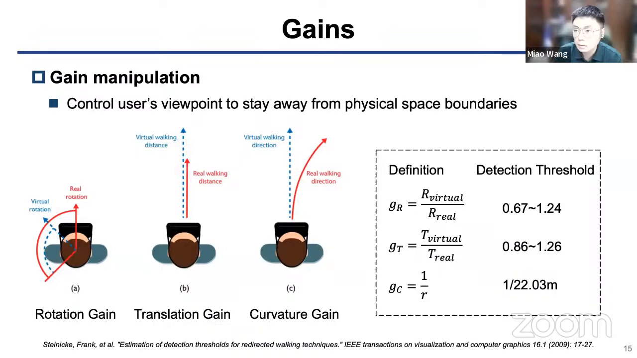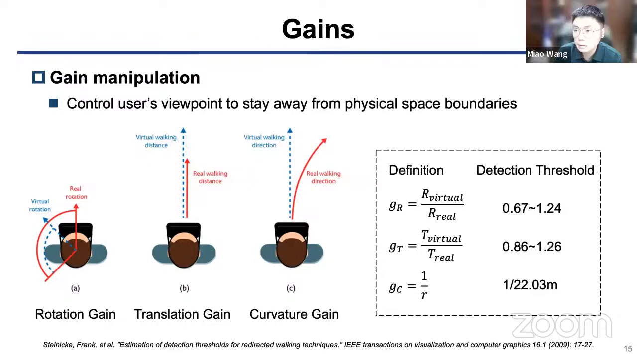So we control the user's viewpoint to stay away from physical space boundaries. There are typically three types of gains: the rotation gain, the translation gain, and the curvature gain. Each gain should be limited within a range, which is called the imperceptible range. Also, the upper and lower bounds of it are called the detection thresholds of the gains.